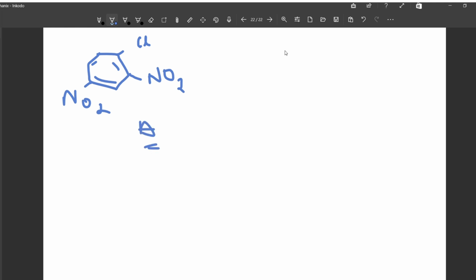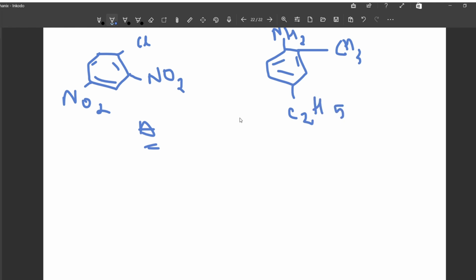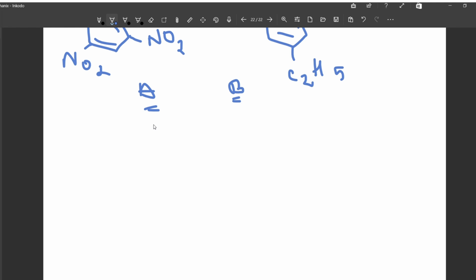and the other compound is a similar benzene ring with the NH2 on the top, a CH3 group here, and a C2H5 group here. So try naming these compounds for 5 seconds and try to figure out what will be the answer.